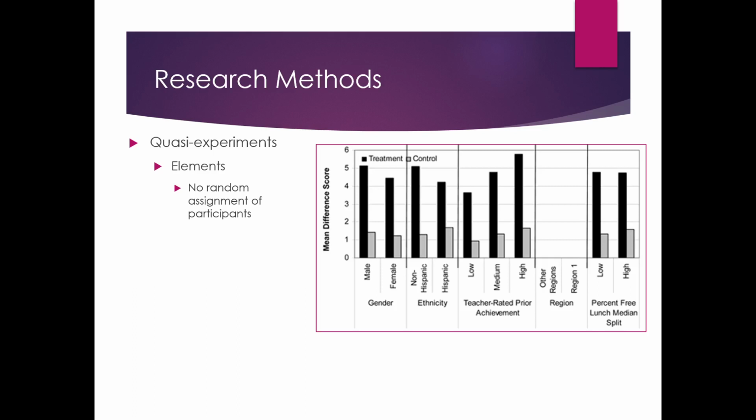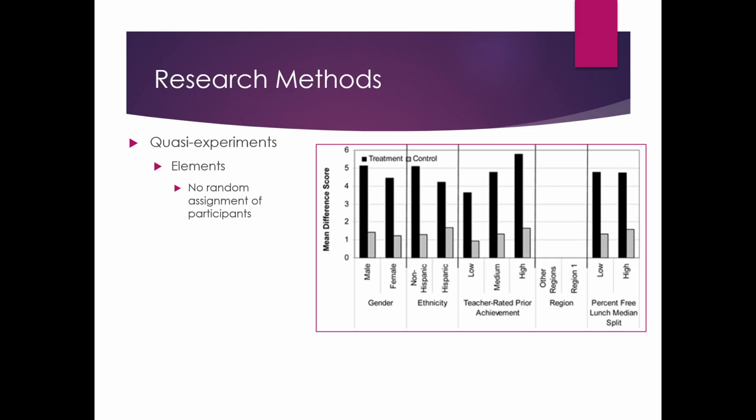Their teacher-rated prior achievement, that's already been determined. We can't randomly assign some of them to be high achievers and some to be medium and some to be low achievers. They already came to us in those groups. And then the last one on the right, percent of free lunch median split. Well, they divided the groups into those who didn't have free lunch versus those who did. They already came in those groups. We can't randomly assign people to be in those groups.